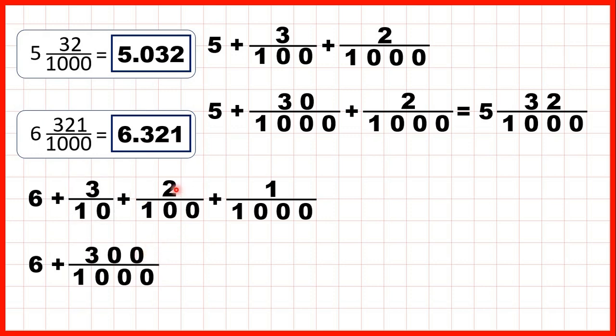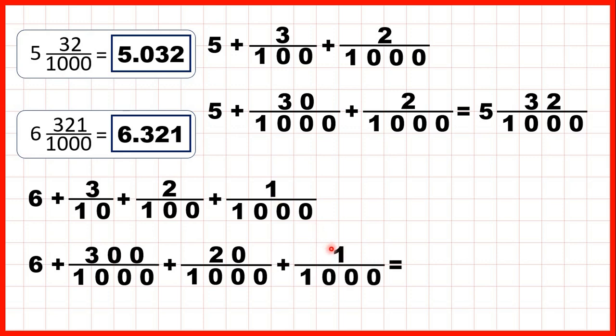Then, instead of adding 2 hundredths, we can add 20 thousandths. That's equivalent because 100 times 10 is 1,000 and 2 times 10 is 20. And then we add 1 thousandth. So the 6 stays the same. We have a common denominator of 1,000, and 300 plus 20 plus 1 is 321. So that's why 6 and 321 thousandths can be written as 6.321.